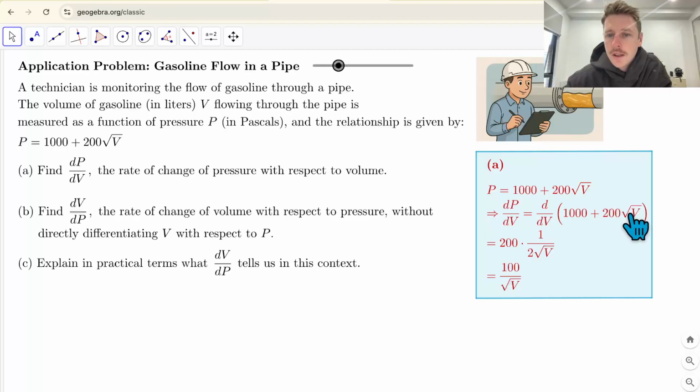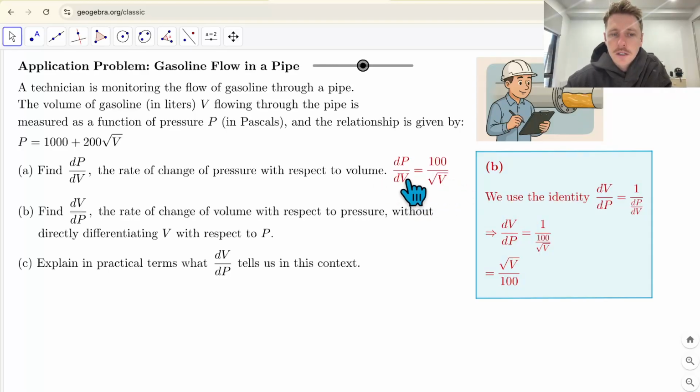You can whack it in your calculator and you'll get that dP/dV, the change in pressure over change in volume, is 1,000 divided by root V. Okay, so we're just going to put that there for now, just so we can recall it. Then we're going to look at the next question.